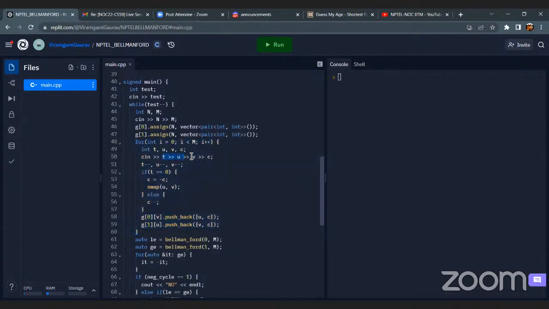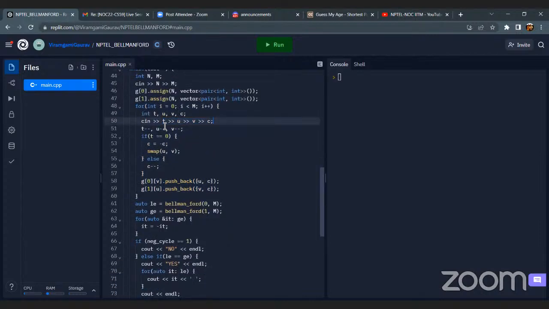So I have taken T, U, V, and C as input. This is for t equals 0, and this is for t equals 1. In both of the cases we'll get some inequality, right? And for one inequality we will get two bounds. Since say the inequality is between u and v, if the inequality gives a lower bound on u, it will also give an upper bound on v, right?